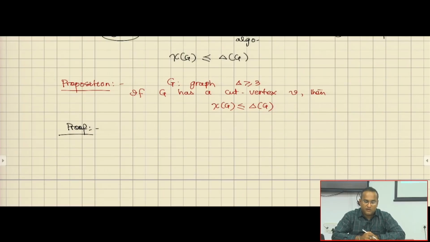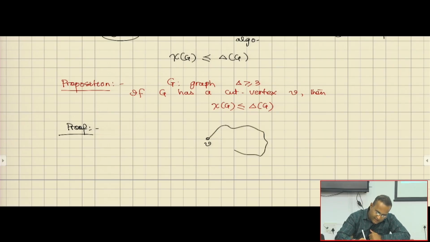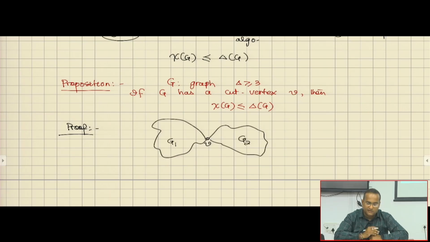So how to do this one? V is a cut vertex, you know, right? A cut vertex is a vertex such that if you remove it, the graph becomes disconnected, right? So let this V be the cut vertex, and this is basically the graph. Let us say this part is G1 and this part is G2, right?